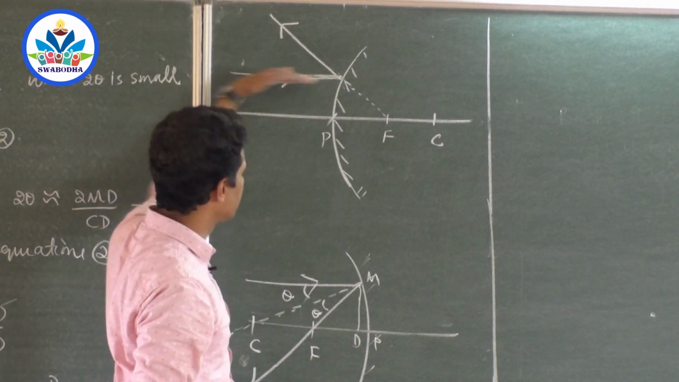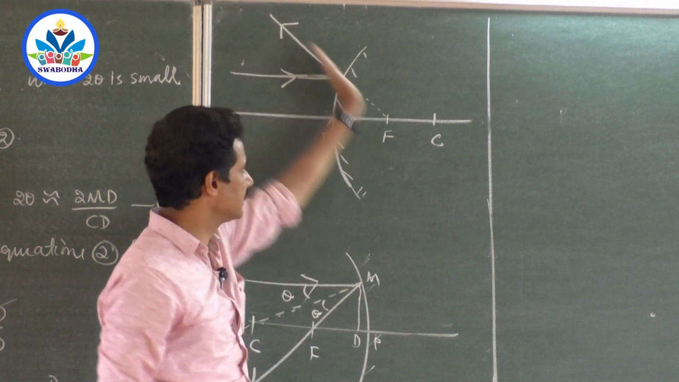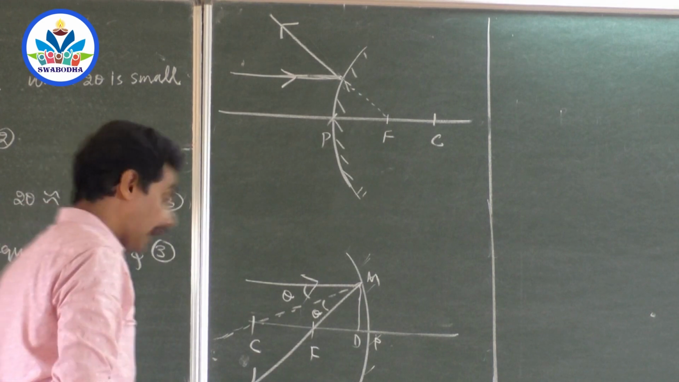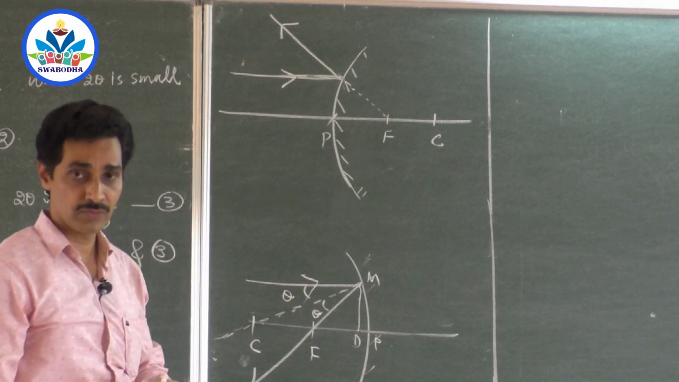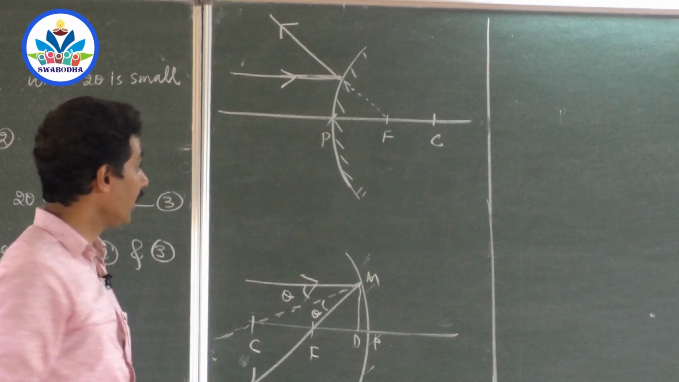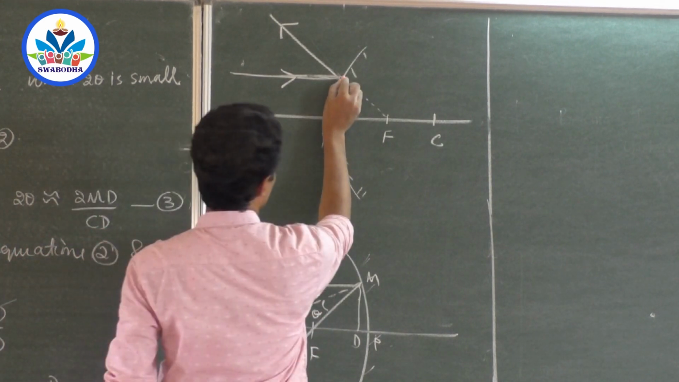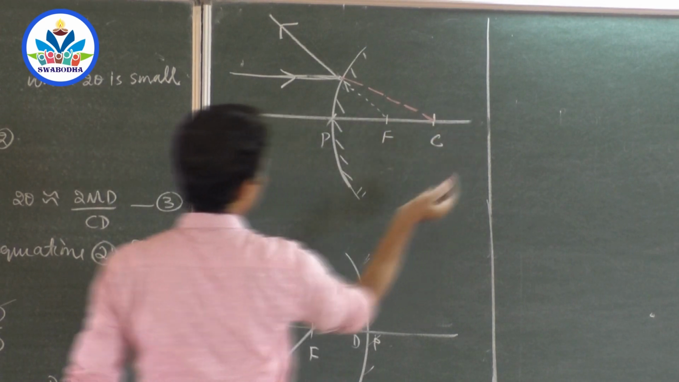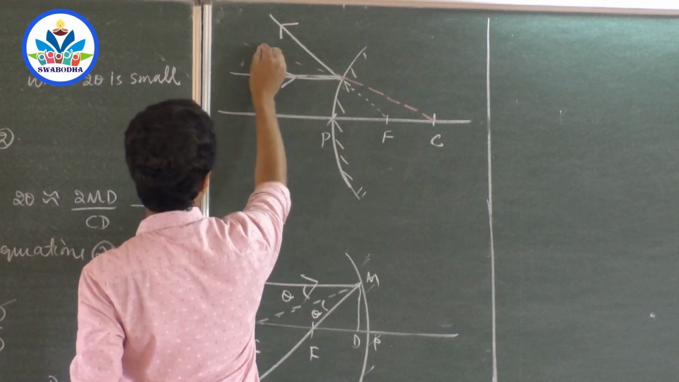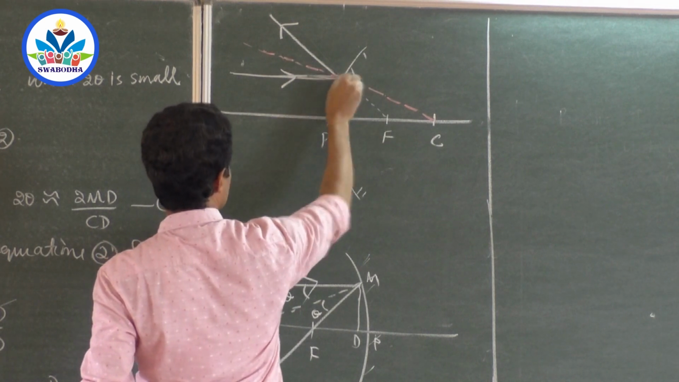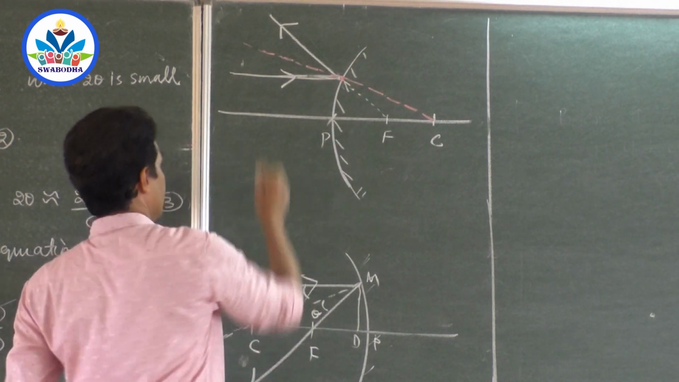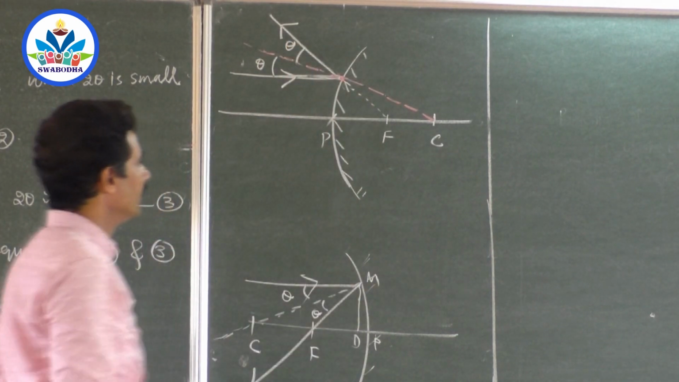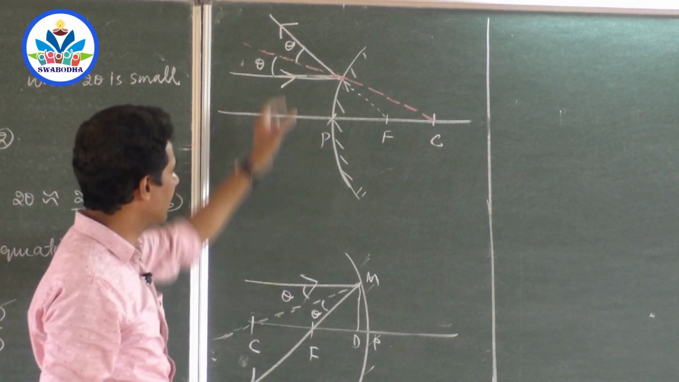So any ray parallel to the principal axis after reflection will diverge in such a way that it appears to come from the focus. Now, where do you indicate the angle of incidence and angle of reflection? Again, we go with the help of the normal. How do you draw a normal? Join towards the center like this. Continue this. So this is the normal line drawn at this point. Which is the angle of incidence? This one, theta. Angle of reflection, theta. So we have got this.